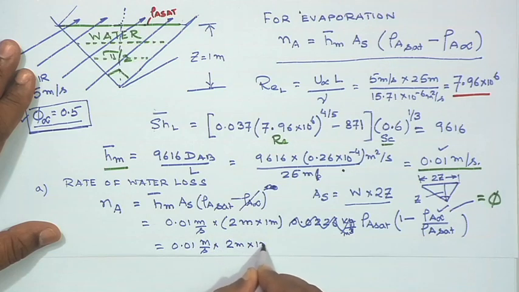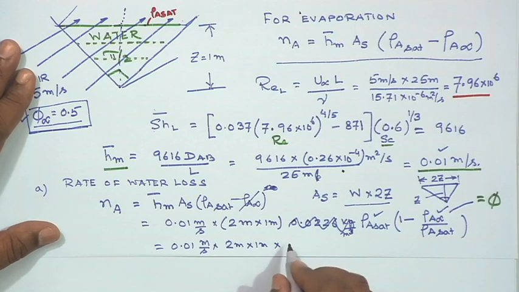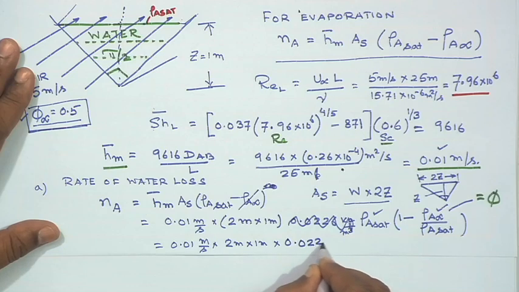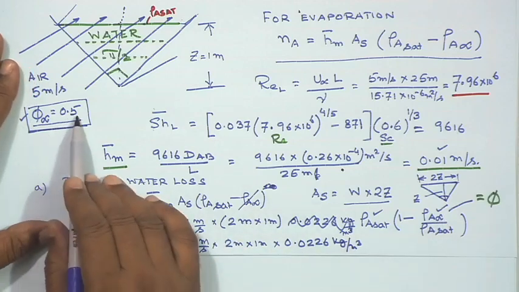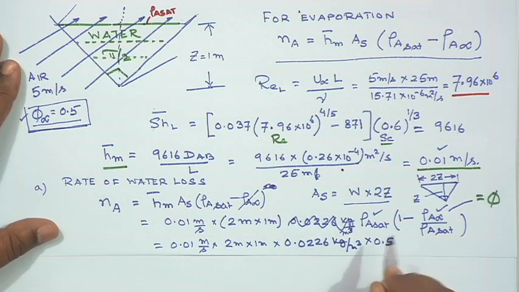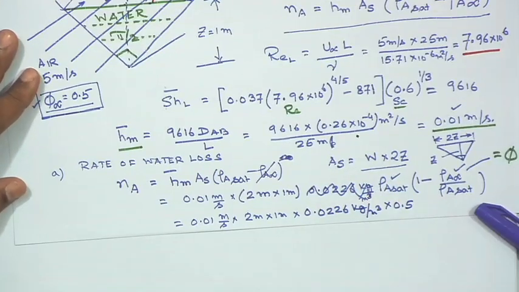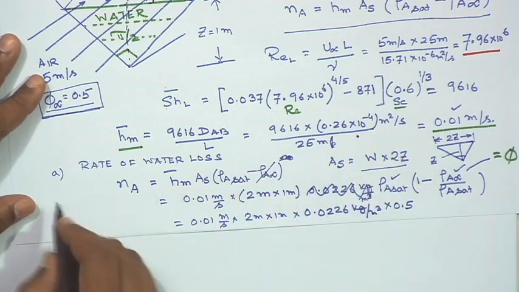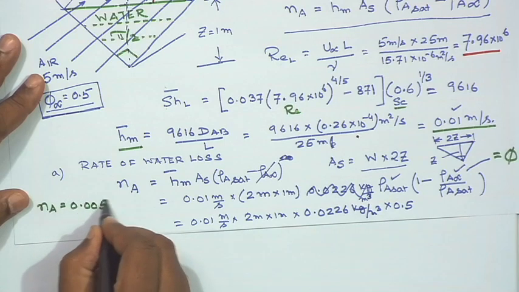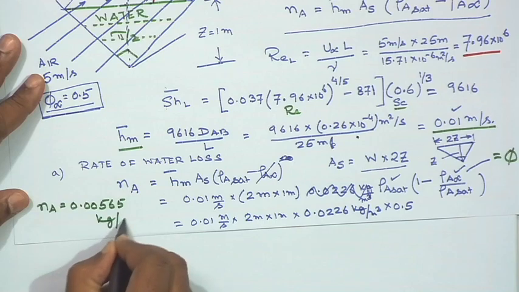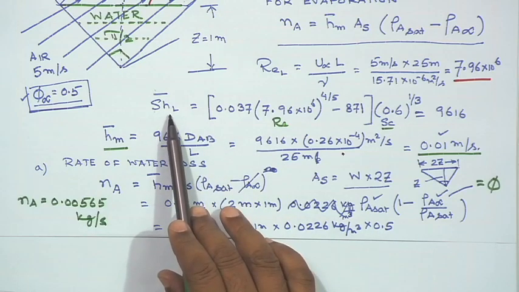So, if I do it once again, it is 0.01 meter per second into 2 meter into 1 meter into the value of ρ_A,sat, provided as 0.0226 kg per meter cube, and the value of φ is provided as 0.5. So, this would be 0.5, and when you do this multiplication, this N_A would turn out to be 0.00565 kg per second.